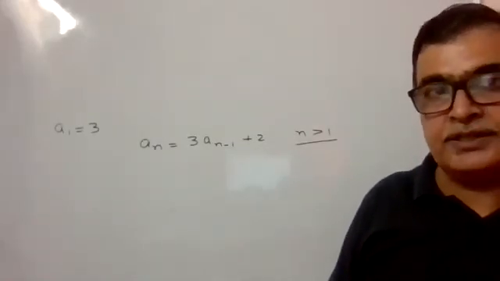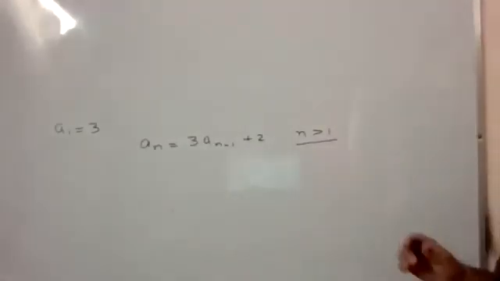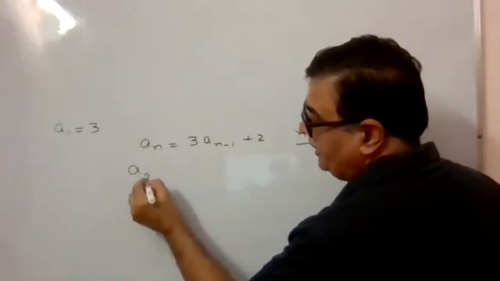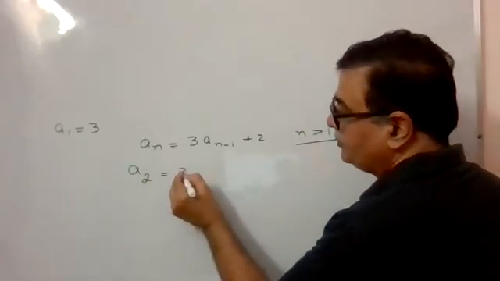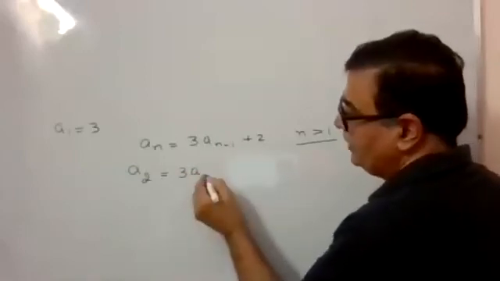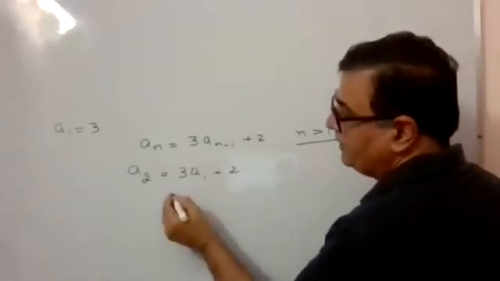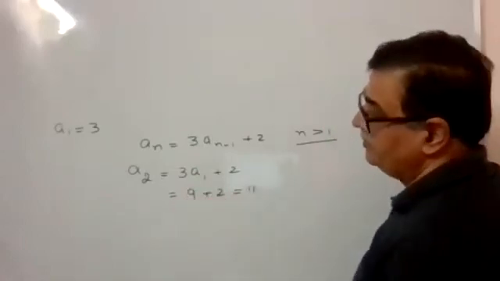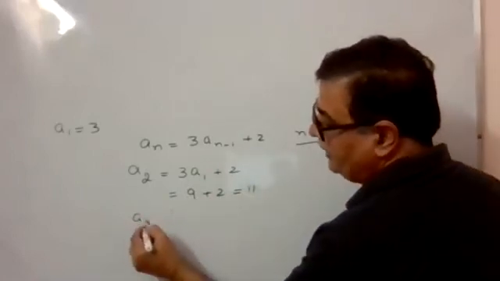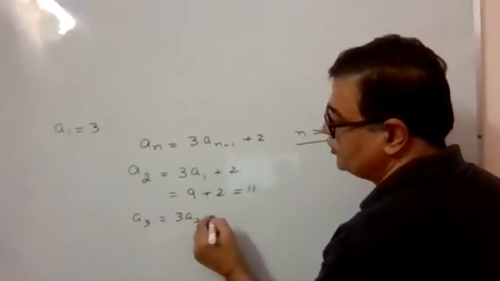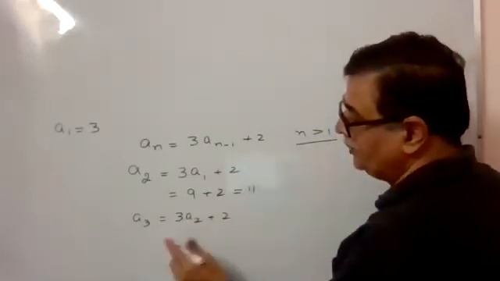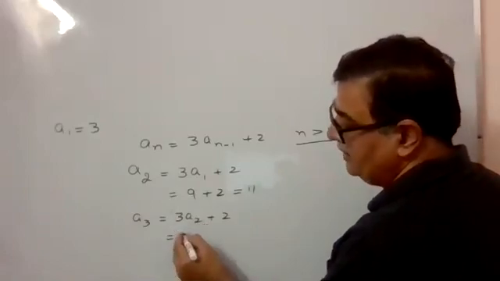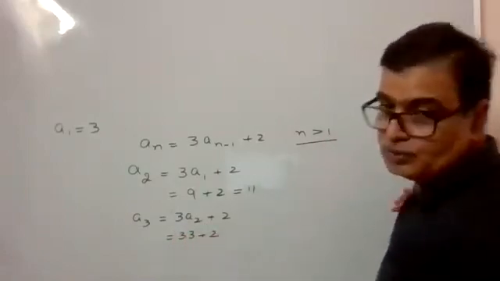Yes, what should be the answer here? A1 is already here and we'll start with 2. So I should say A2 will be what? Thrice A2 minus 1, that is A1, plus 2. A1 is 3, so 3 threes are 9 plus 2, what came? 11. Then I go for A3. It will be thrice of A2 plus 2. A2 is 11, 11 threes are 33 plus 2, 35.